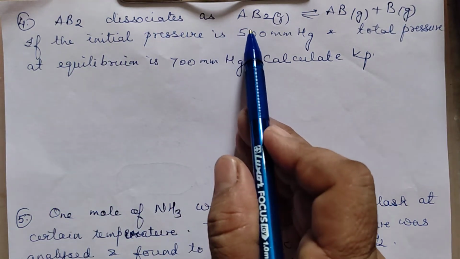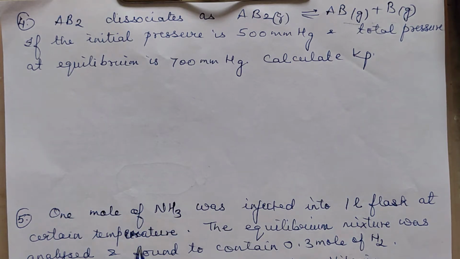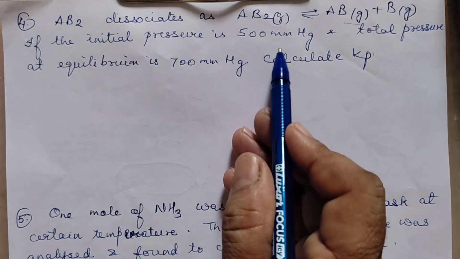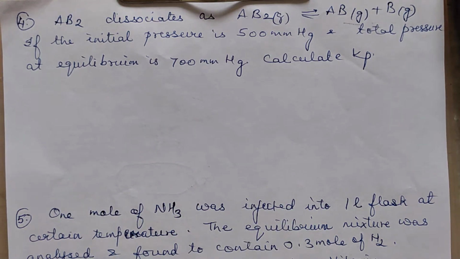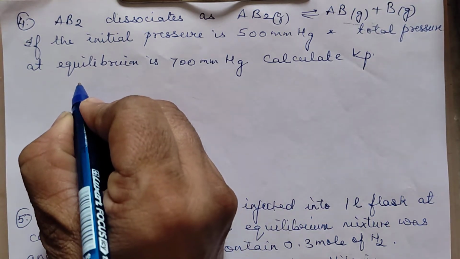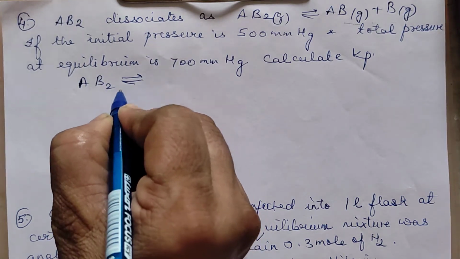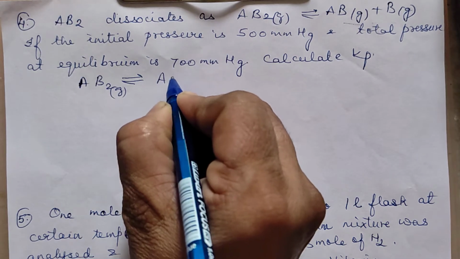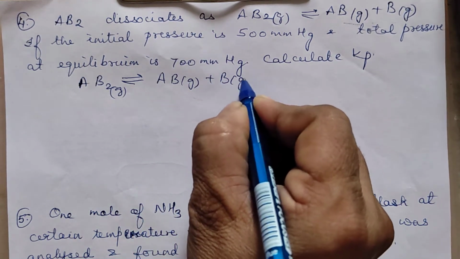AB2 dissociates as like this, and if the initial pressure is 500 millimeter and the total pressure is this, calculate Kp. So let me write the equation first. Equation was AB2 in the gas phase, AB in gas phase plus B, right?